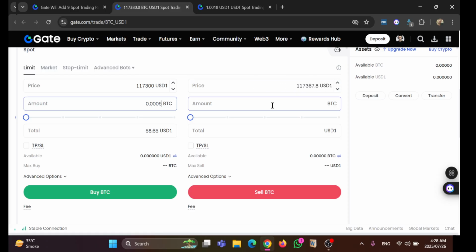Enter your amount here. Enter the price you want to sell at. Enter your amount in the form of Bitcoin or in the form of USDT. Then click on the sell button, and your Bitcoin will be sold.